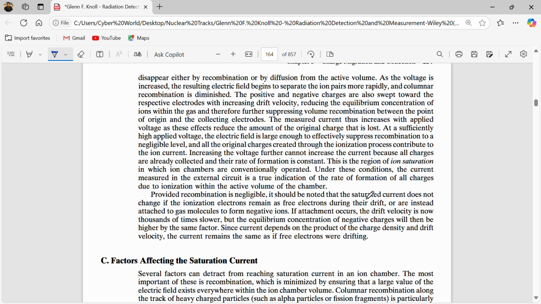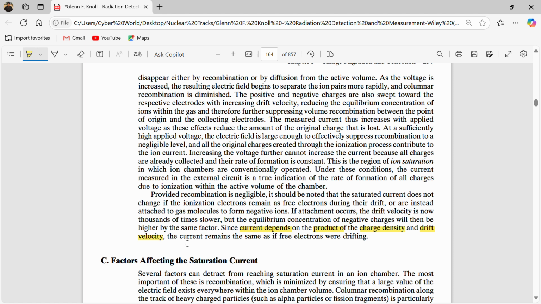And if attachment occurs, the drift velocity is thousands of times lower, but the equilibrium concentration of the negative charge will then be higher by the same factor, since current depends upon the product of the charge density and the drift velocity. On which factors does the current depend? The current basically depends upon the product of the charge density, meaning the number of charges in a unit volume, and the drift velocity. So your current depends on these two factors.